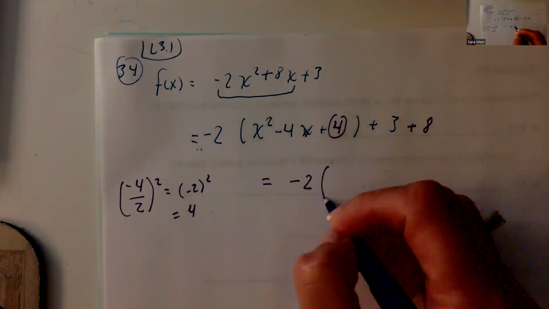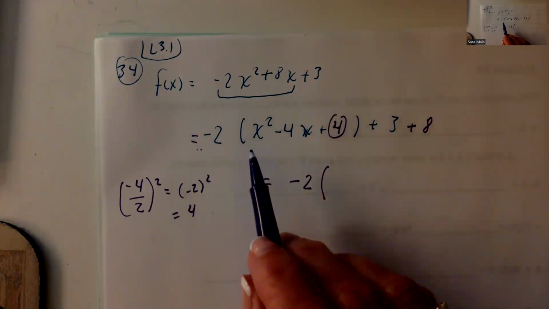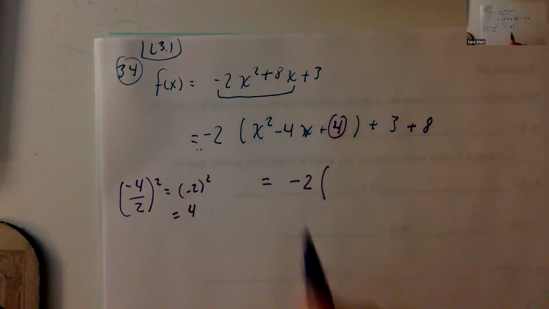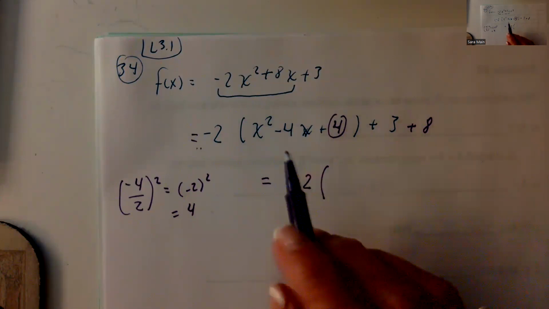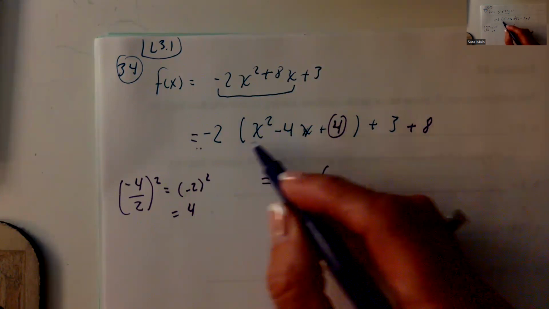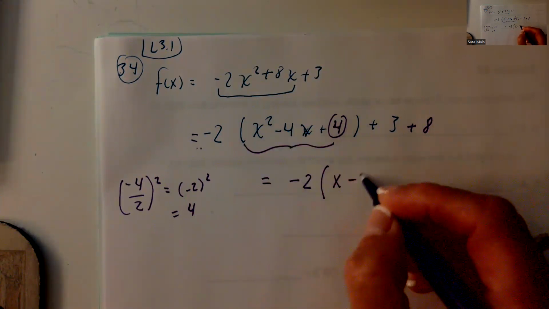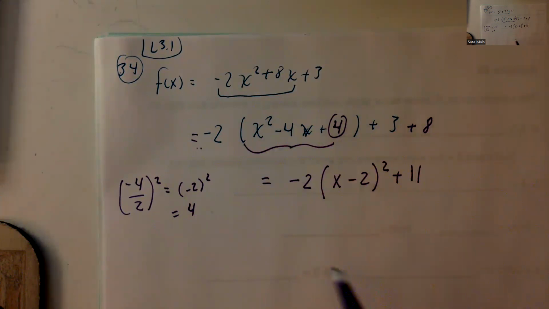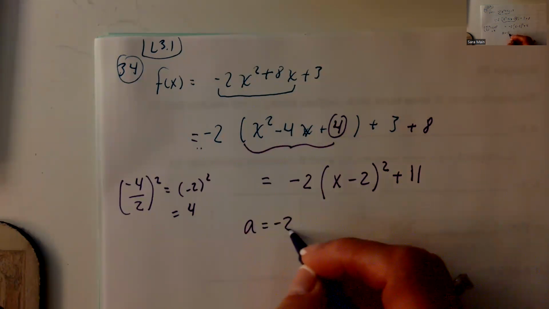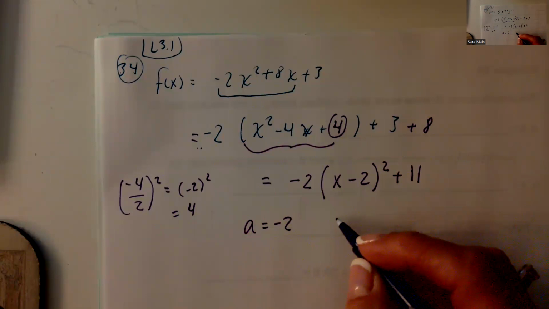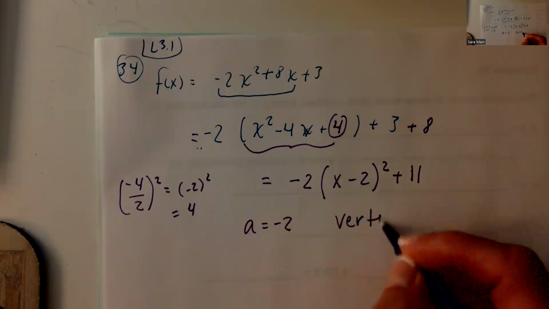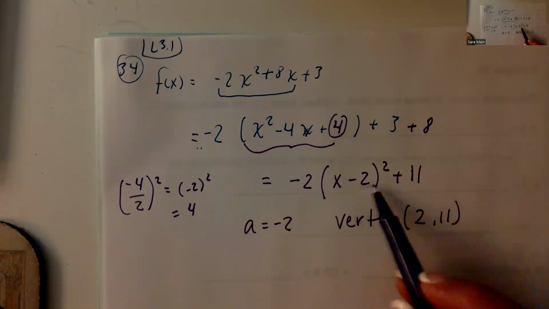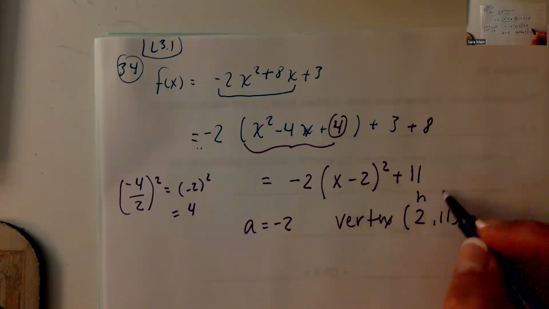So I have -2 as my a. And that -2, because it's negative, means it's reflecting over the x-axis. We're going to learn more about that in the rest of chapter 3, which gets really exciting. And then this now factors into the perfect square of x minus 2, the quantity squared, plus 3 plus 8, is 11. So a is -2. And then my vertex is at (2, 11) because I have x minus 2. So h is 2 and k is 11.